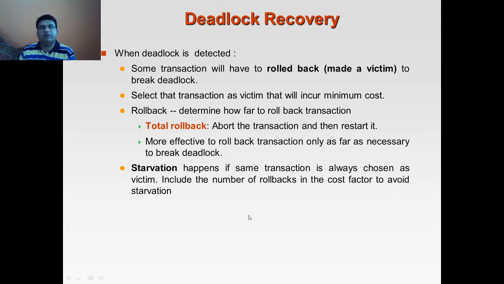So this is about deadlock. We'll quickly review it. Deadlock, and how to handle the deadlock. Either we can have deadlock prevention or deadlock detection. Prevention can be done by certain techniques like wait-die, wound-wait, or a timeout-based approach. And then deadlock detection can be done by making a wait-for graph.